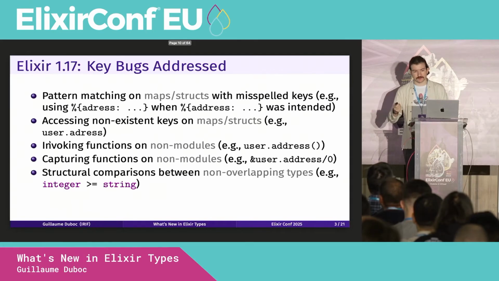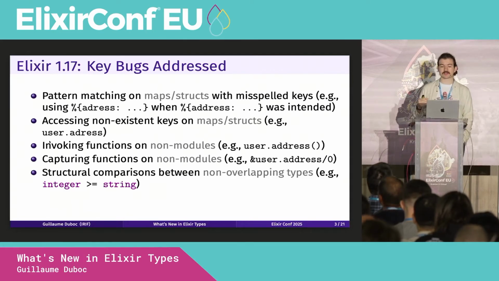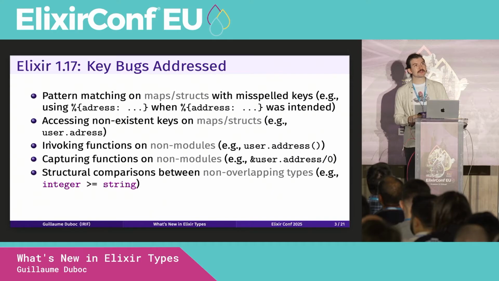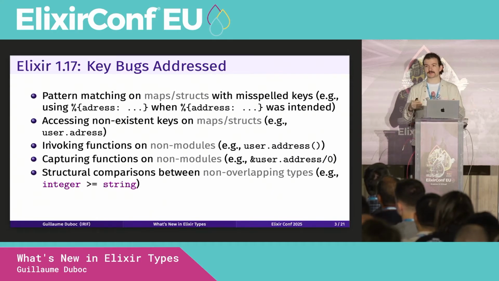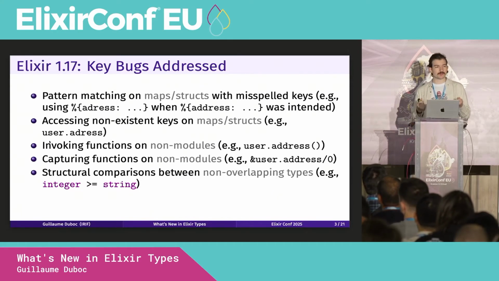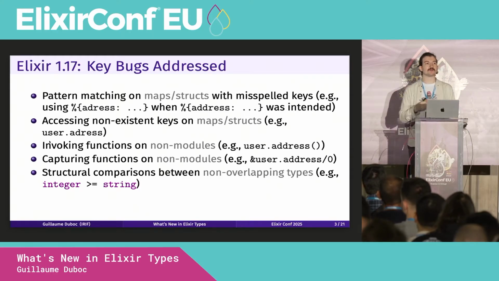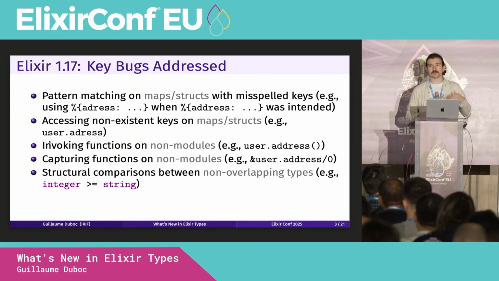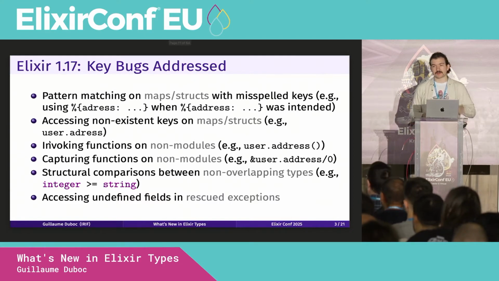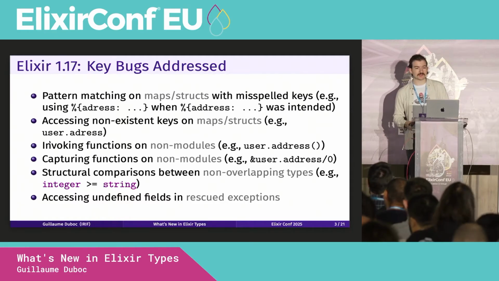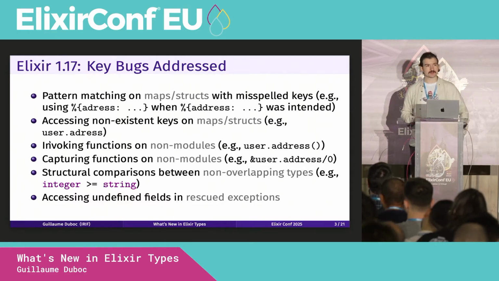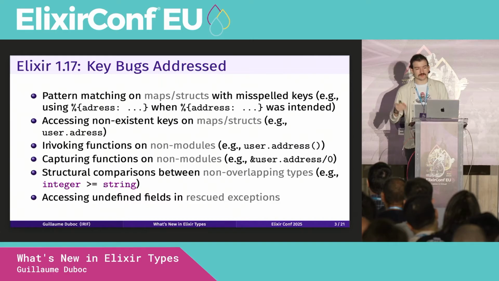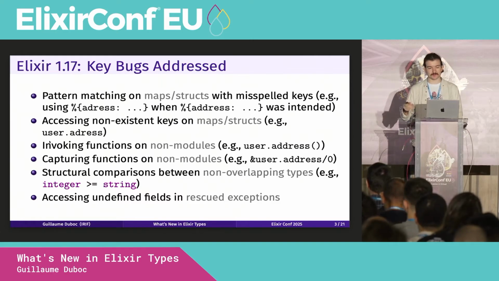And we have another class of error, which is that because we know now about integers, strings, binaries, when we do a comparison, we can see if the types we're comparing are going to be the same at some point. Otherwise, it just doesn't make sense to do such a comparison. Finally, rescued exceptions being structs, we could finally check if the fields that we're rescuing from them existed.